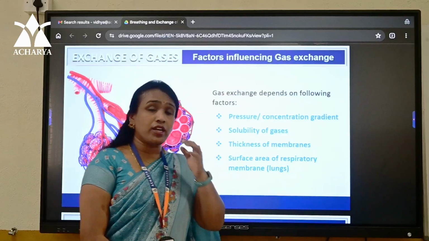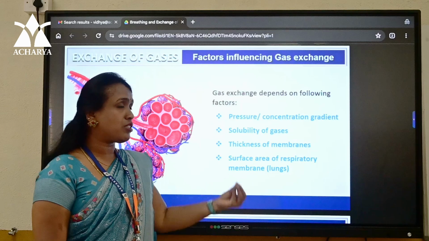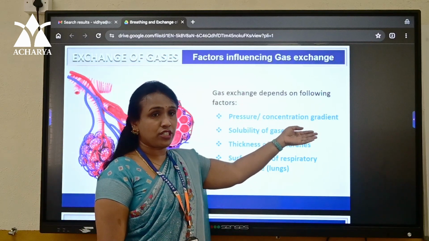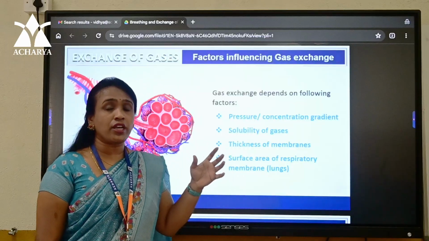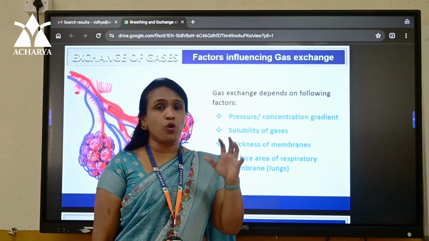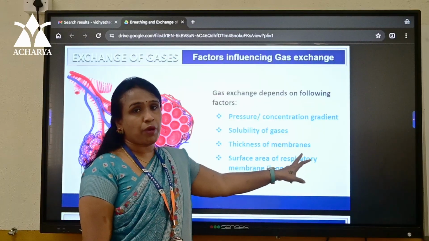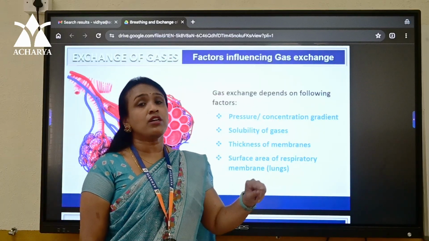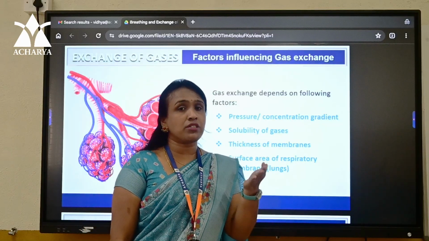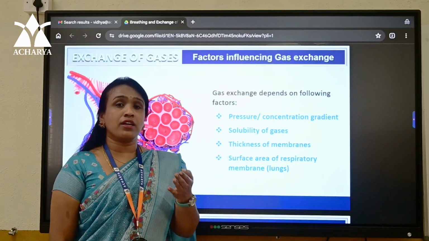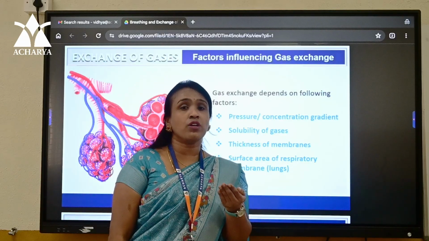So what are the important criteria or factors that influence gaseous exchange? Very firstly, it is the pressure or concentration gradient. The second one is solubility of the gases. Carbon dioxide dissolves 25% more in water compared to oxygen. Then thickness of the membrane. We have two membranes. One is the inner lining of the alveoli, that is thin squamous epithelium, and the epithelium of the blood vessel, that is capillary, which we call endothelium.